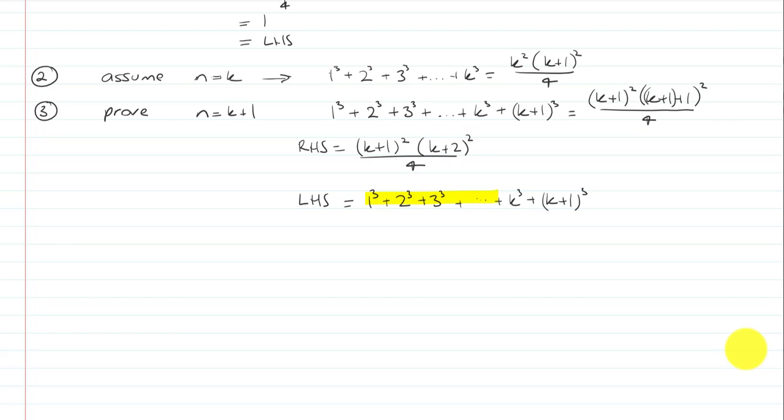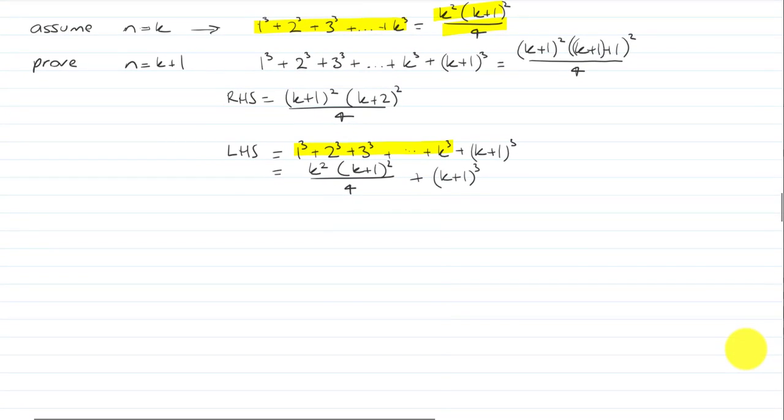Now, of course, our problem here is that we've got a sum, but we know that we fall back on the assumption step again. And we use that to cancel out our sum for what it's equal to. And so this is now equal to k squared, (k plus 1) squared over 4, plus (k plus 1) cubed.